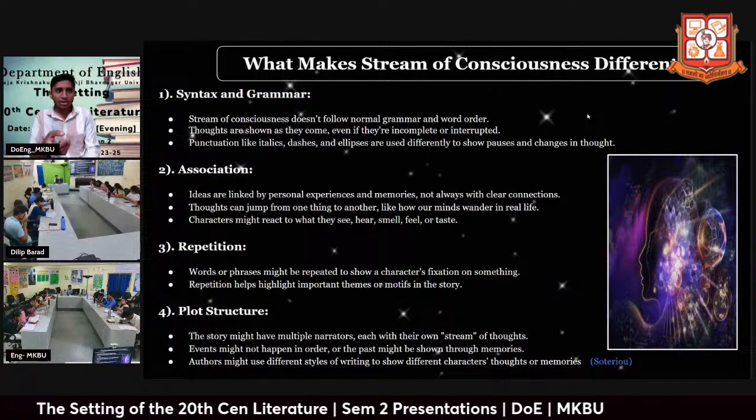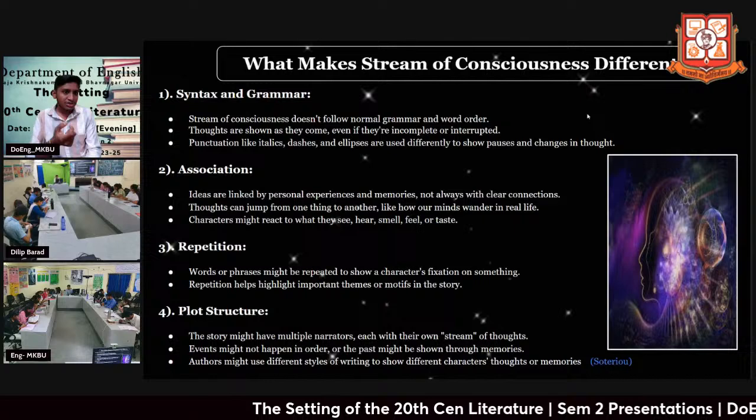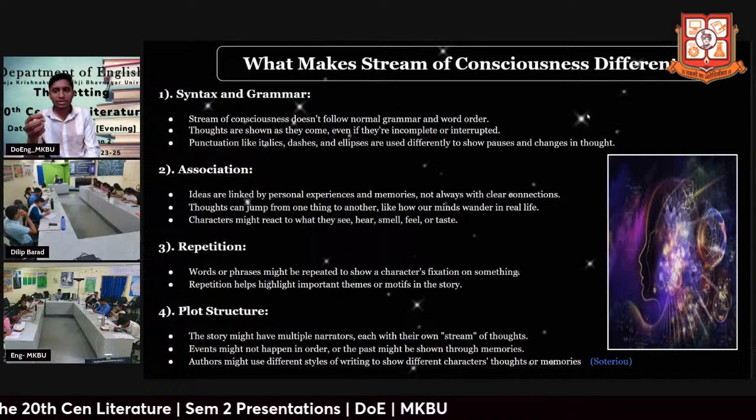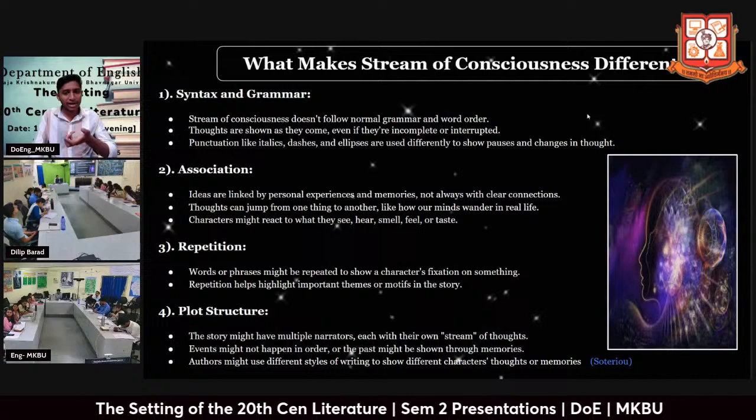Syntax and grammar. Stream of consciousness doesn't follow normal grammar and word order. Thoughts are written as they come, even if incomplete or interrupted. Punctuation like italics, dashes, and ellipses is used differently to show pauses and changes in thought. Association: ideas are linked by personal experience and memories, not always with a clear connection. Thoughts can jump from one thing to another, like how our minds wander in real life.